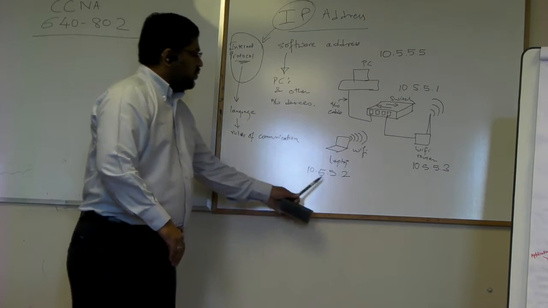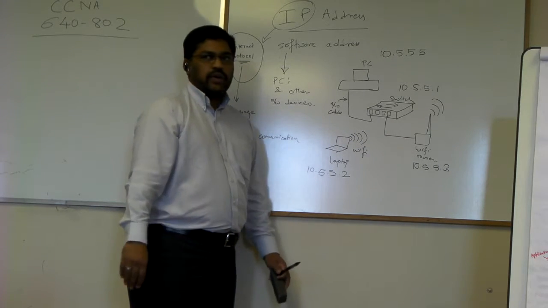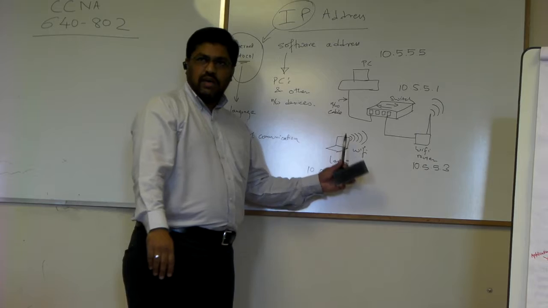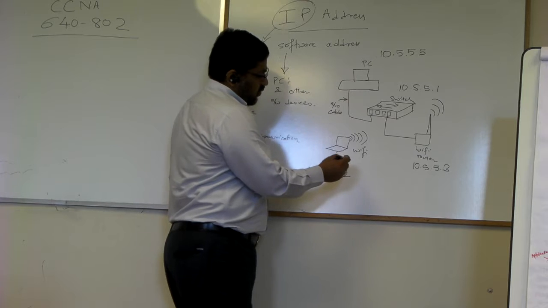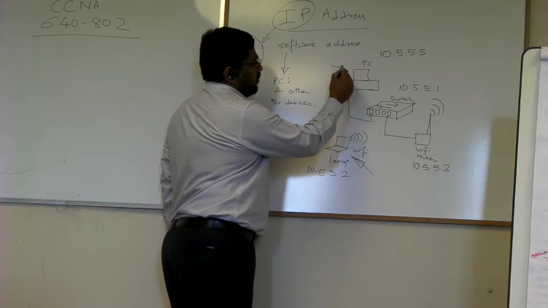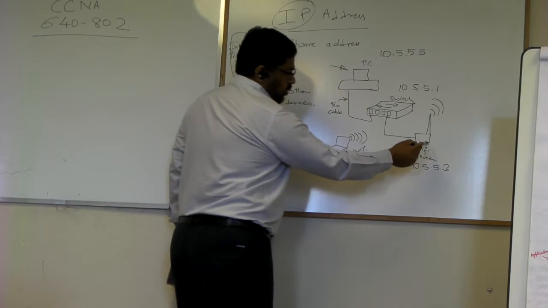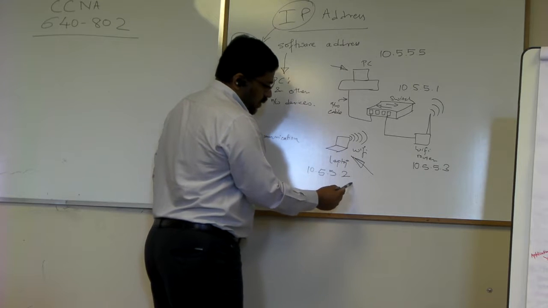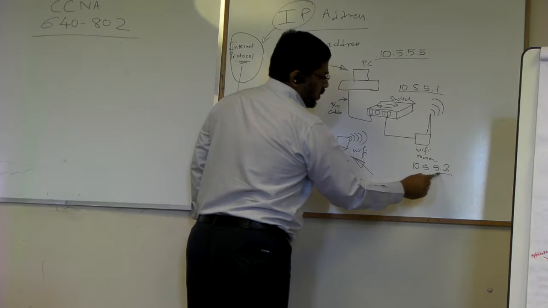Now this address is used to identify each of the devices on the network. No two computers can have the same address. If they have the same address, there will be a collision. Suppose this laptop and this computer have the same address, then your router or your switch will not know where to send the packet. So that is why we keep unique addresses for each device on the network.